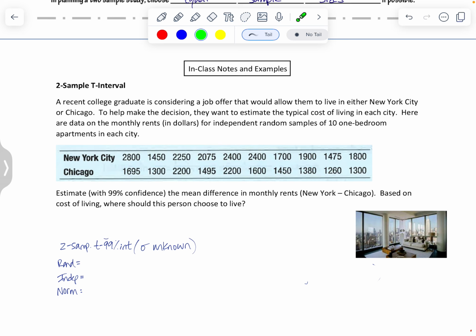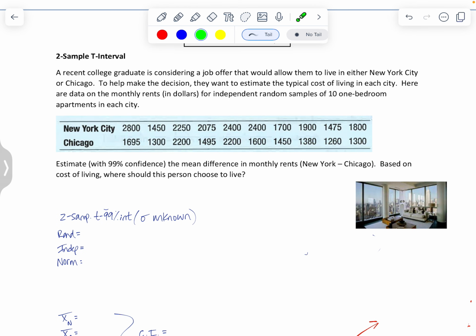But anyways, the mean difference in monthly rents, they're telling us here to subtract New York minus Chicago. That is very important. Based on the cost of living, where should this person choose to live? So we're going to answer this question after we do our interval. A lot of us forget to answer the follow-up questions, so just be careful about that. I am going to roll right into this thing.